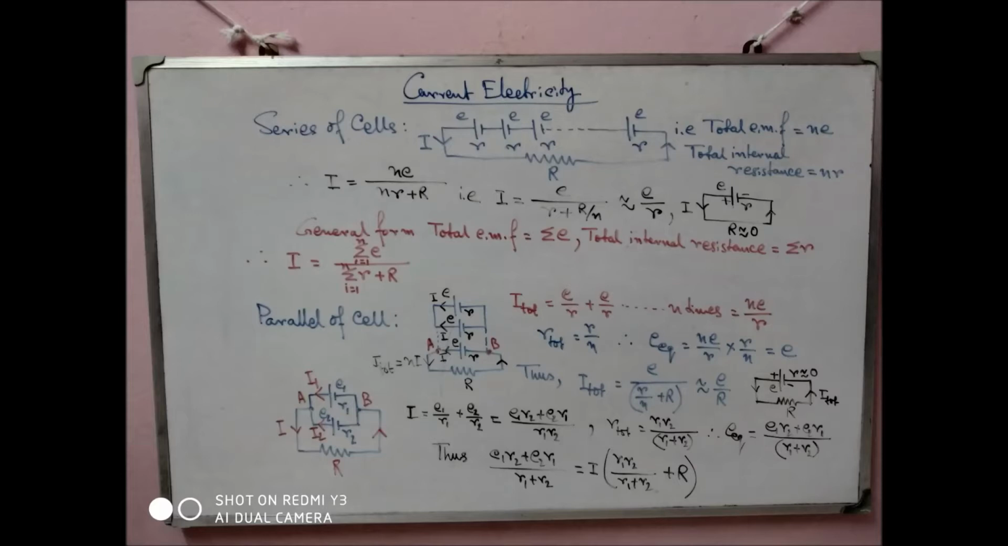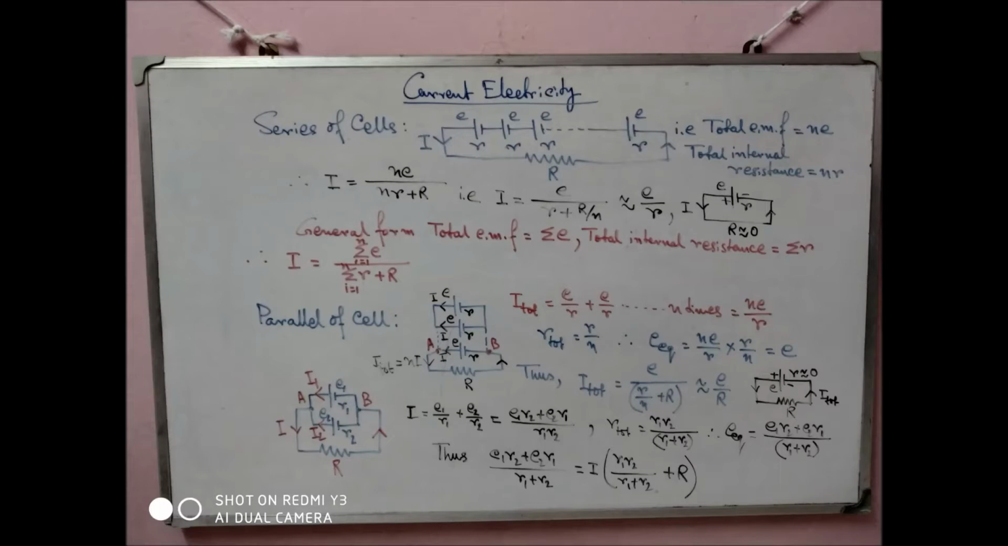So ultimately the total current is E by, in brackets, R by n plus big R, because big R is the external resistance that should be in series with the internal. Again, if n tends to a very large value, then it is E by big R. The total current is equivalent to E by big R.